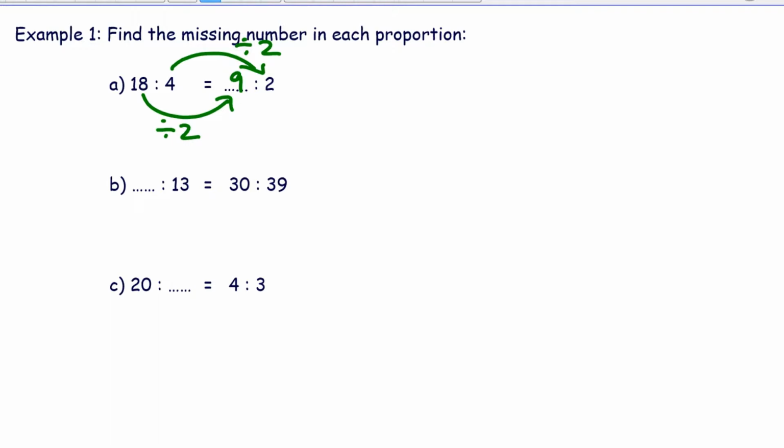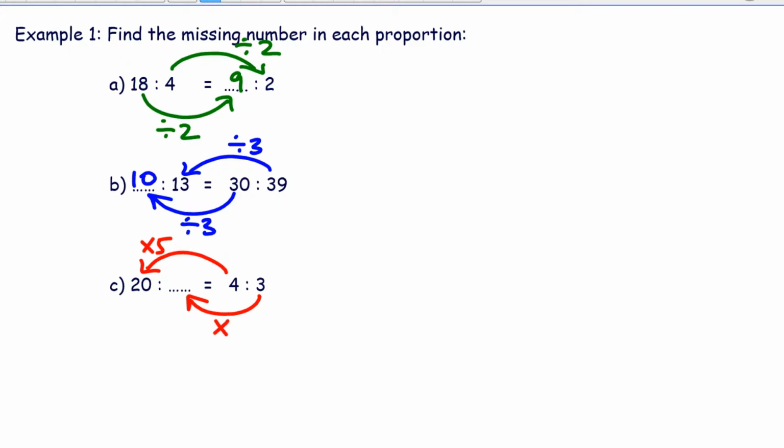The same thing here. To move from 39 to 3, you divide by 3, which means here we are going to divide by 3 as well. And what you end up with is 10. And the last one here, to move from 4 to 20, you multiply by 5, which means if I multiply by 5 here, I should be able to end up with what's missing there. So you can just use the idea of equality of two ratios to be able to find the missing number.